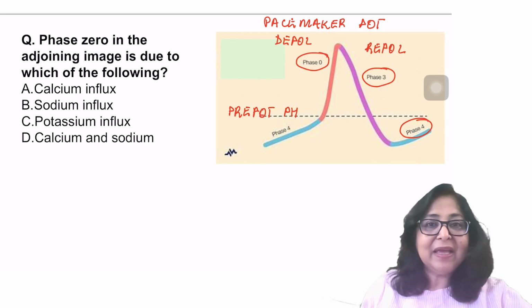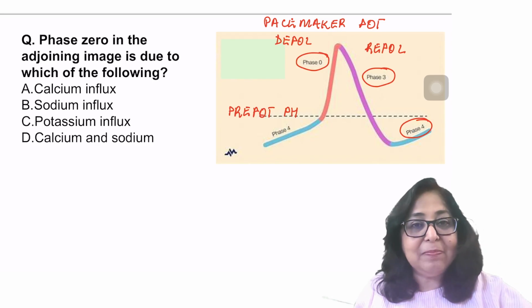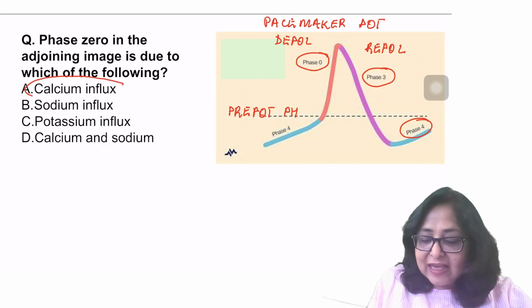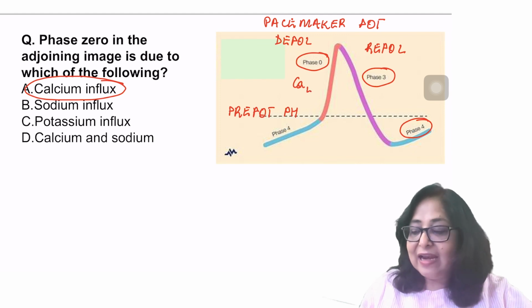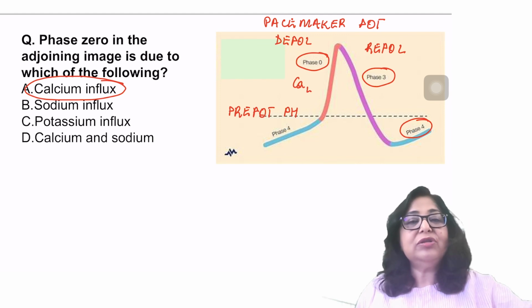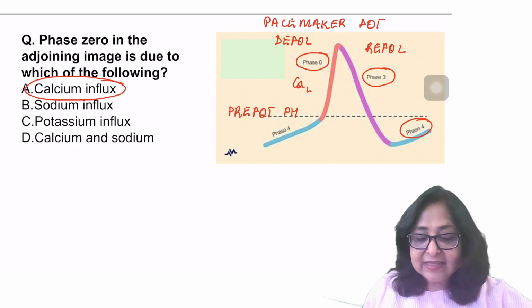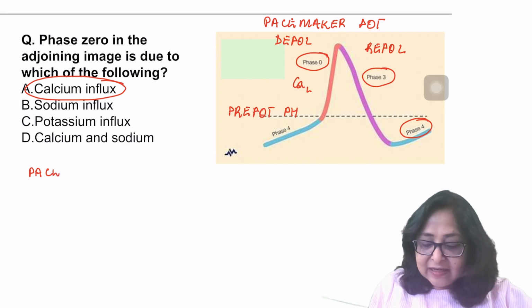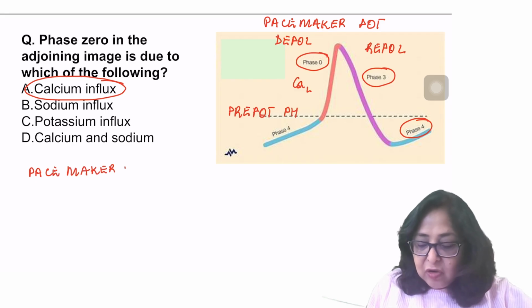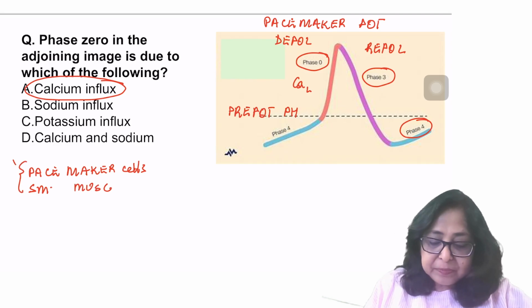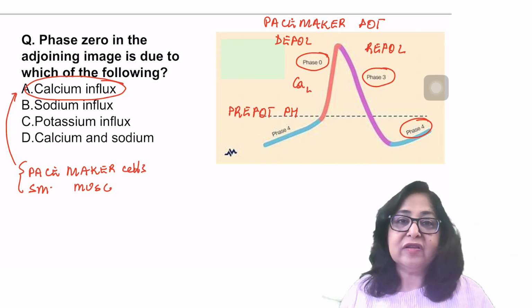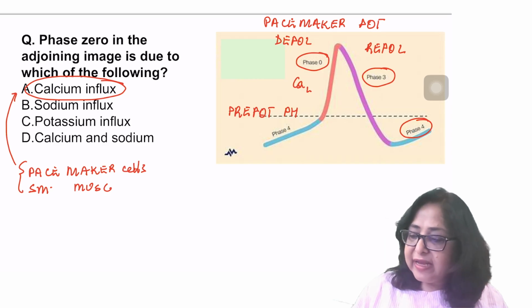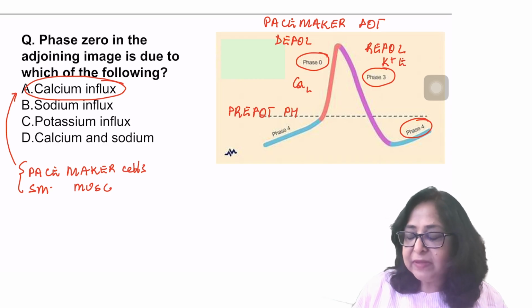Now, the depolarization phase in the pacemaker potential is because of a calcium influx, and the channels involved are called the calcium L channels. There are 2 tissues in which the depolarization is because of calcium influx, and that is the pacemaker cells and the smooth muscle cells. In all the other tissues, the depolarization is due to sodium influx. In a neuron, skeletal muscle, cardiac muscle, depolarization is due to sodium. Repolarization everywhere is because of a potassium efflux.